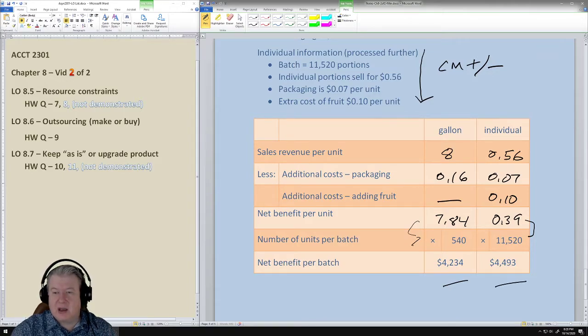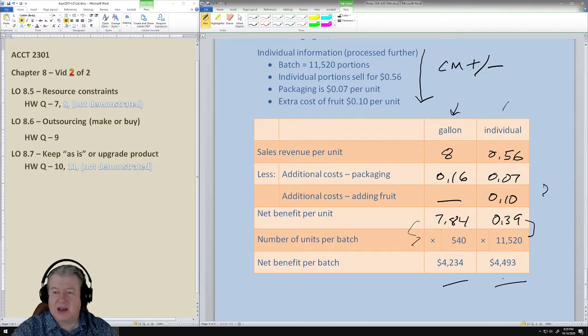Now you can see doing the further processing to put it into individual portions, while we do take on additional costs, because the contribution margin, now you see, if I just told you the contribution margin for this one was 784 and this one was 39 cents, it's hard to tell. So we've got to look at it in the total amount of things that we would sell. So here, if we sold everything we made in gallons, we would make a total of 4,234.